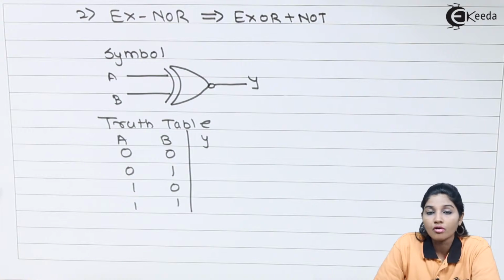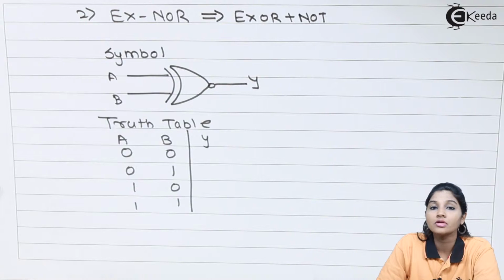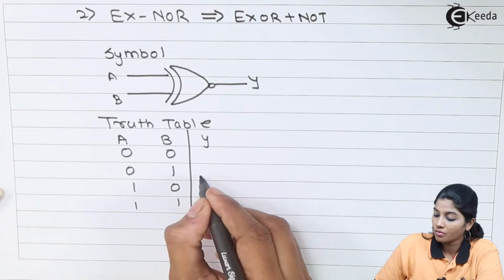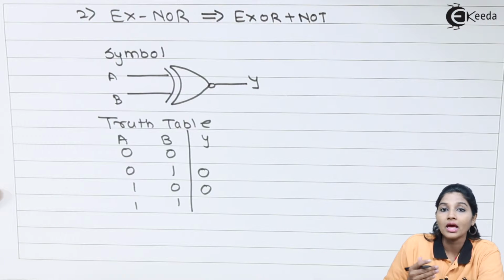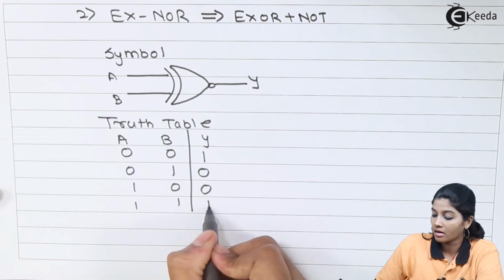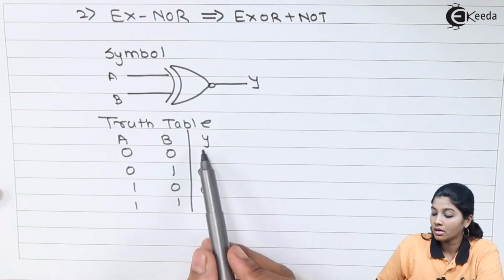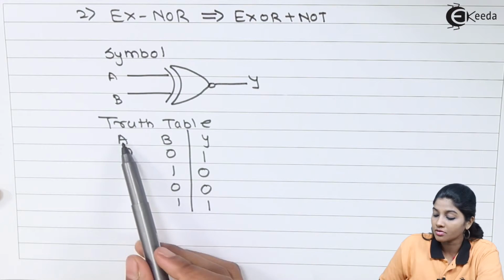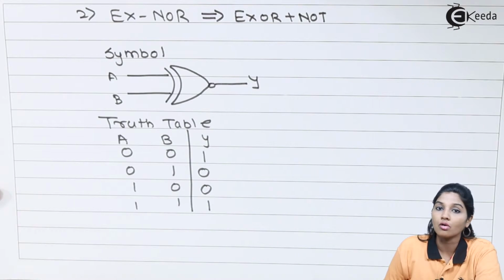So in case of XOR, when both the inputs have different voltage levels, then the output becomes 1. So here, when both the inputs have different voltage levels, the output goes low. Therefore, for 1, 0 and 0, 1, the output goes low as 0, and when the inputs have the same state, the output goes high. So when the input is 0, 0 or 1, 1, then the output becomes 1. When both the inputs have different voltage levels, that means if A is 0 and B is 1, or when A is 1 and B is 0, the output goes low.